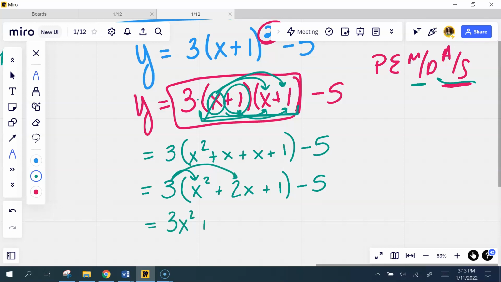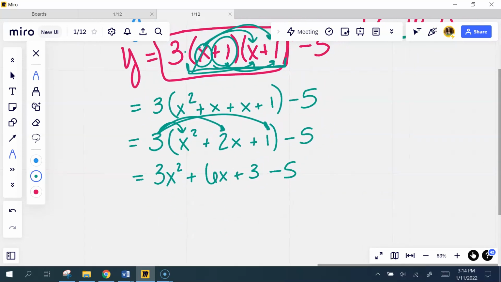3 times 2x is 6x. 3 times, whoop, I missed the number there. 3 times 1 is 3 minus 5. And now I can combine that like term together to have 3x squared plus 6x minus 2. Now, of course, I am in standard form. Y-intercept is -2, and I am good to move forward.